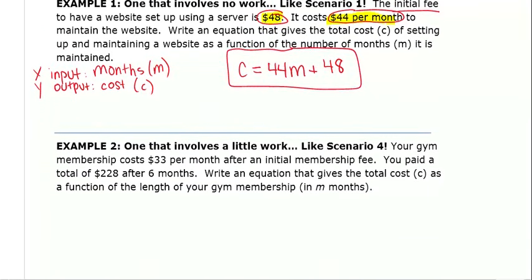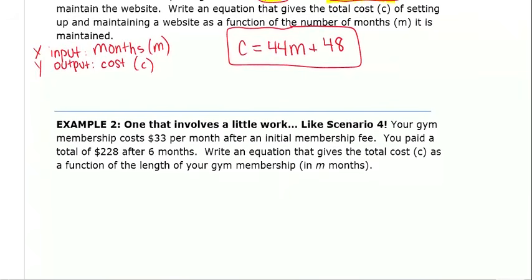For number 2, this one involves a little bit more work. It says a gym membership costs $33 per month after an initial membership fee. You paid a total of $228 after 6 months. Write an equation that gives the total cost C as a function of the length of your gym membership in M months. Now in this case, it tells us the $33 per month.